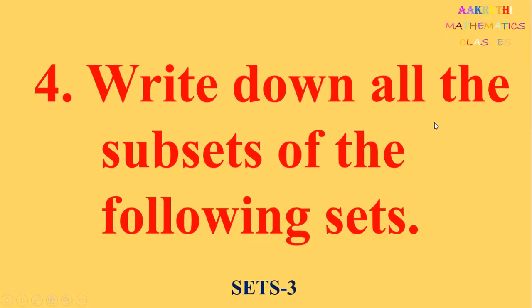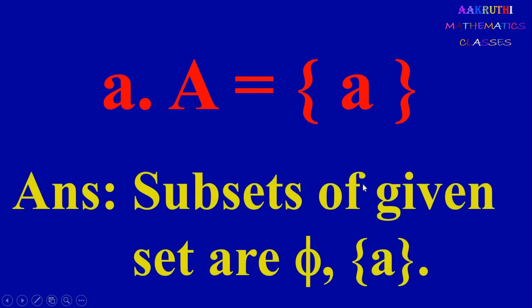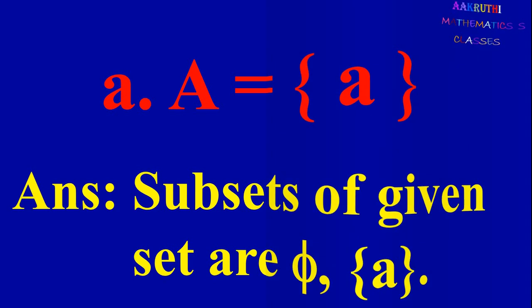So next problem, write down all the subsets of the following sets. First set is the set containing only one element, that is A. Now here there is only one element, so total number of subsets is 2 to the power 1. So you have to get 2 subsets. We know that empty set is a subset of every set, and the same set is a subset of every set. So we write empty set and same set. So these two are subsets of the given set.